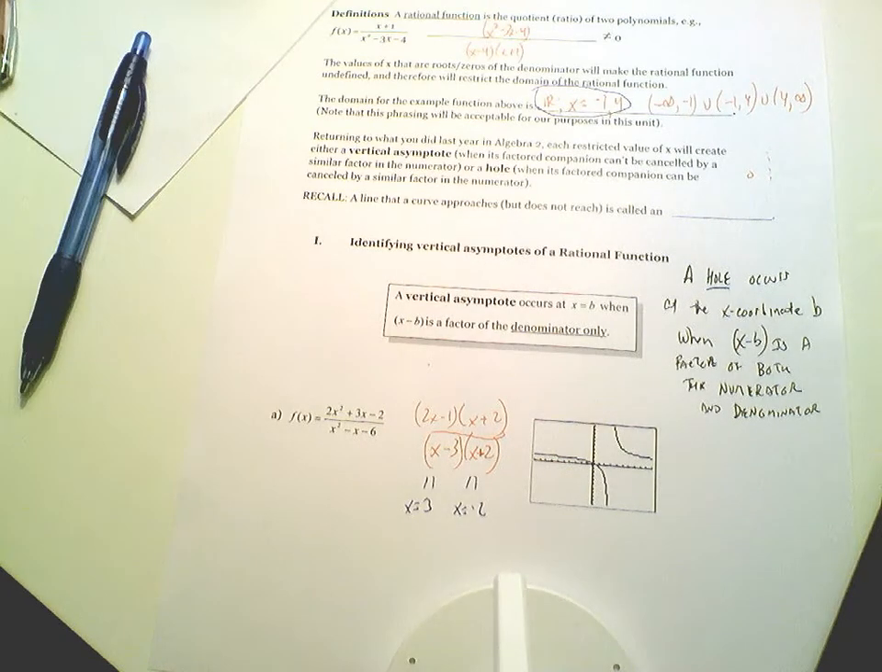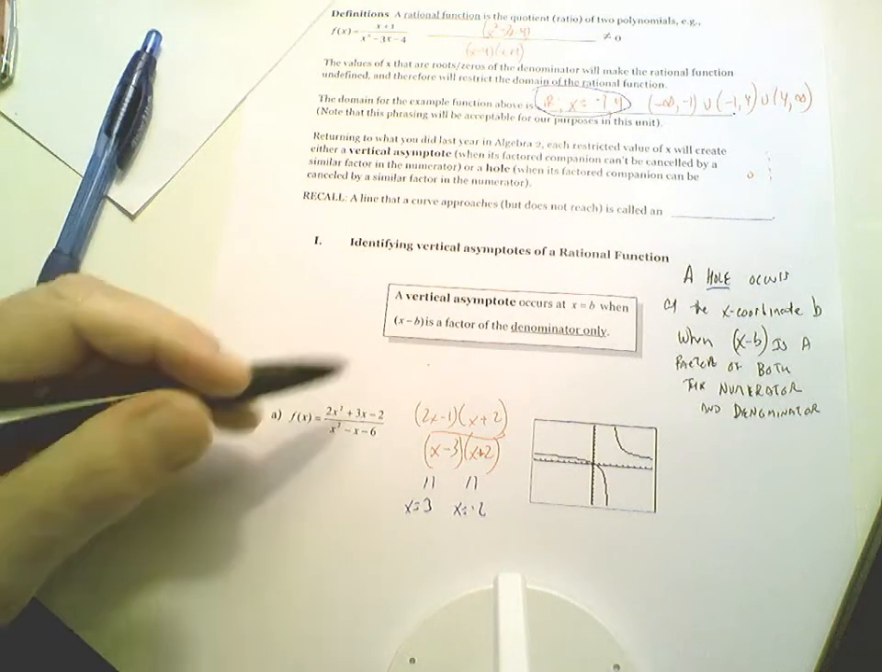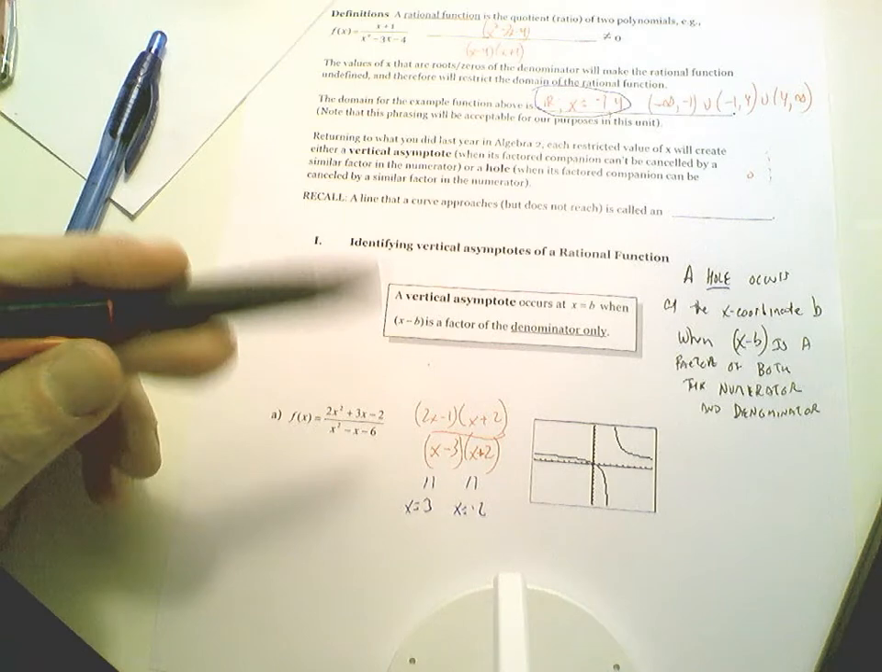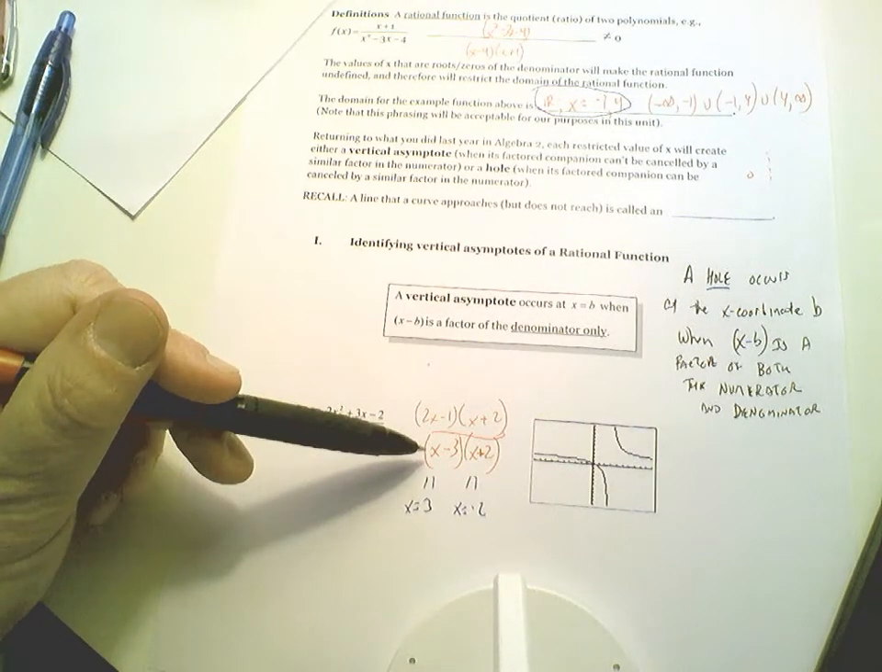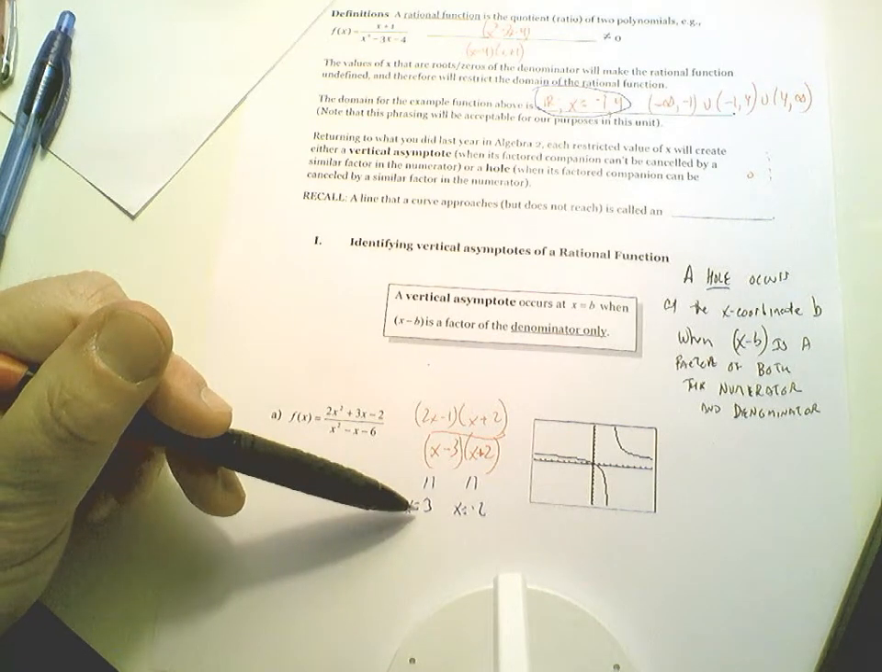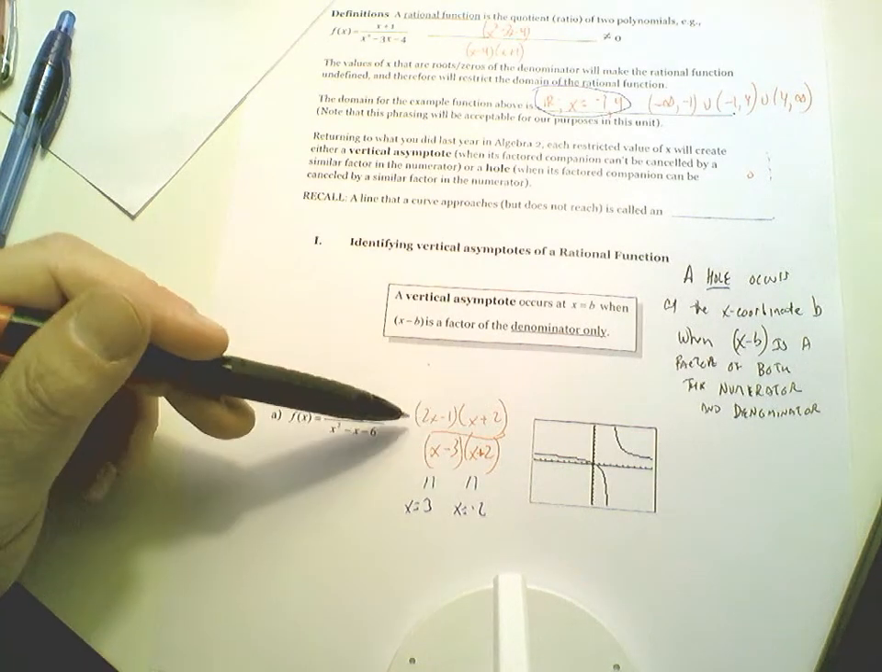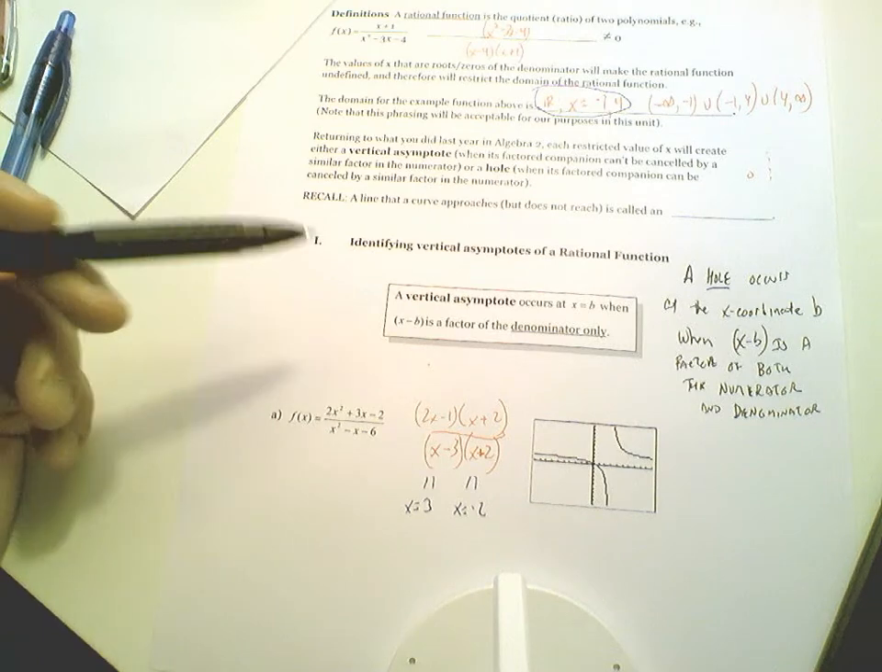Every other real number is great, but x equals 3 and x equals negative 2 set the denominator equal to 0. When we look at x minus 3, or this root at x equals 3, what do we notice? X minus 3 only appears in the denominator. This is going to be a vertical asymptote.